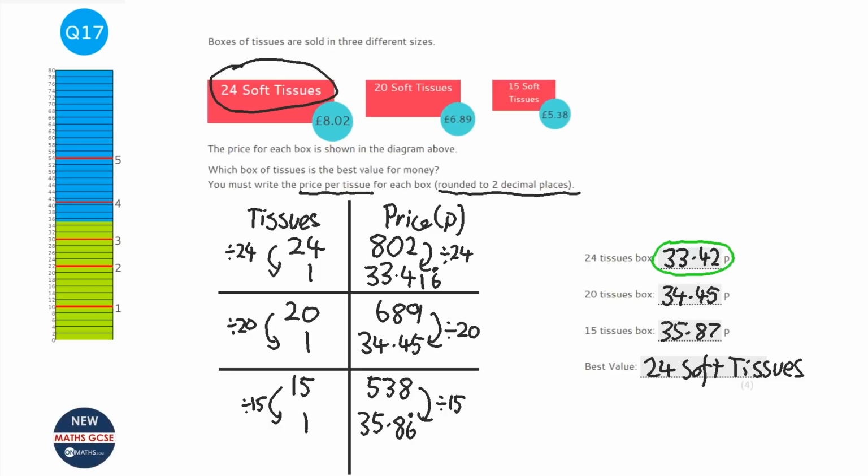Now, if you worked the other way, if the question didn't specify how to do it, and you were working out the amount of tissues you get per penny, then obviously it works the other way. You want the biggest number because you want the maximum amount of tissues per penny. So just be a little bit careful of that.